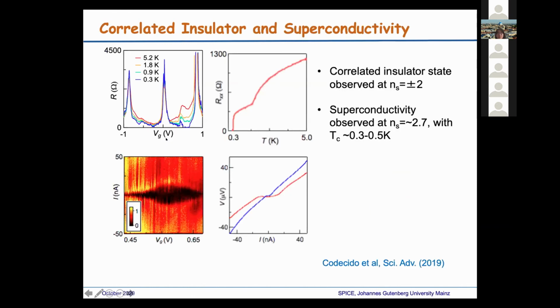What we also see is that if we dope the device away from half filling, which means we have a little bit more than 2.7 electrons per unit cell, we see superconductivity, and the resistance drops to 0. In this case, actually, with a 2-stage decrease in the resistance.